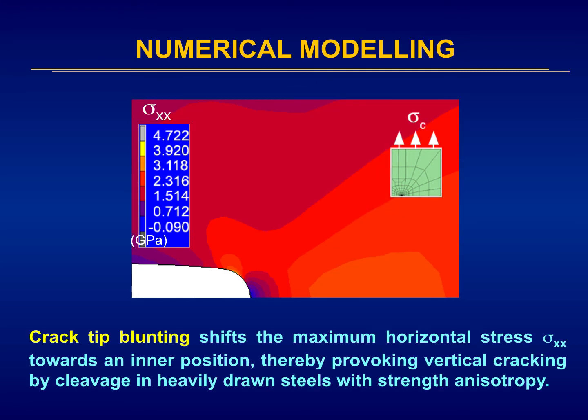For the critical remote axial stress, for the critical applied load, we observe a clear crack tip blunting that shifts the maximum horizontal stress, sigma XX, towards an inner position, farther from the notch tip, thereby provoking vertical cracking by cleavage in heavily drawn steels with strength anisotropy. And this cleavage stress is not just at the notch tip, but at a certain distance, just the place where this vertical cracking probably appears.